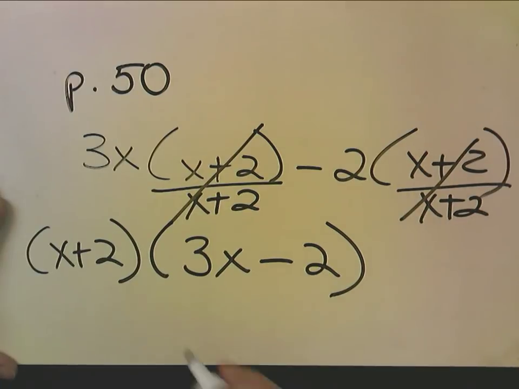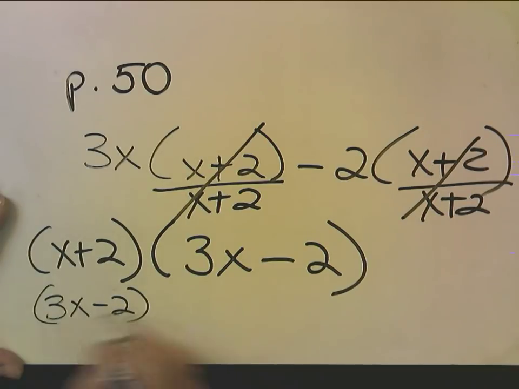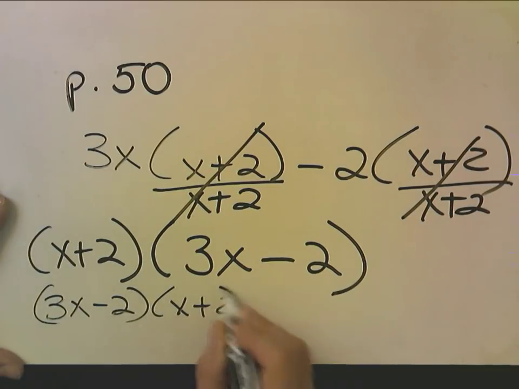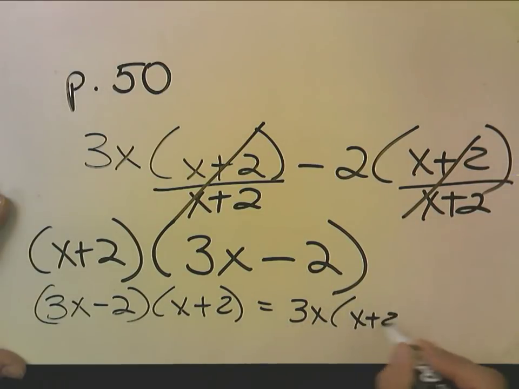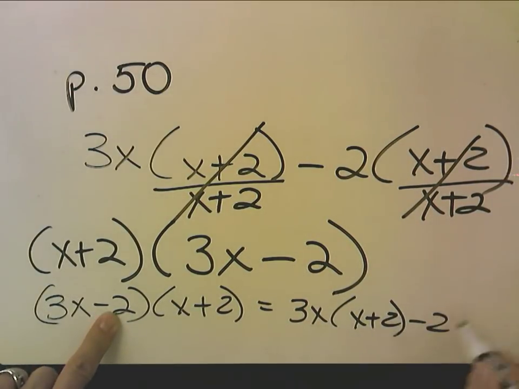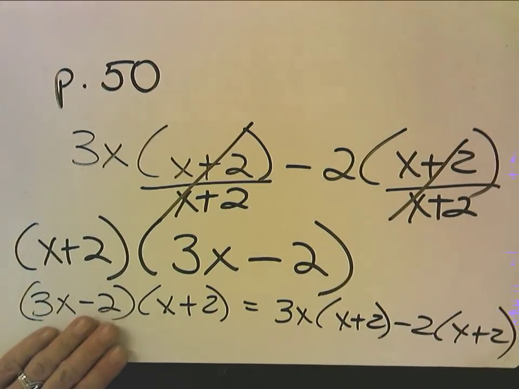Now, to prove that that works, I'm going to rewrite it as 3x minus 2 times x plus 2, and that equals 3x times x plus 2 and negative 2 times x plus 2. So if I distribute the 3x to the x plus 2 and the negative 2 to the x plus 2, I get my original equation.